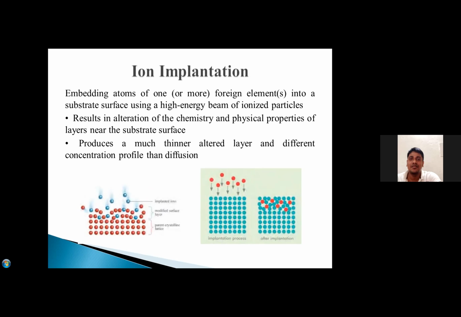Embedding atoms of ions or foreign elements into a substrate surface using a high energy beam of ionized particles results in alteration of the chemistry and physical properties of the layer near the substrate surface. It produces a much thinner altered layer and a different concentration profile than diffusion.